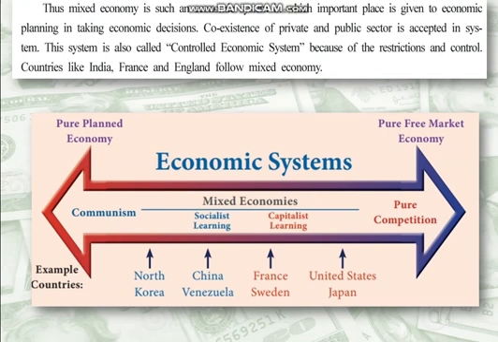Thus, mixed economy is such an economic system in which an important place is given to economic planning in taking decisions. Economic planning is very important. All the common citizens, and at the same time the business houses, are considered while taking any economic decisions. Coexistence of private and public sector is accepted in this system. This system is called controlled economic system. Remember this particular word.